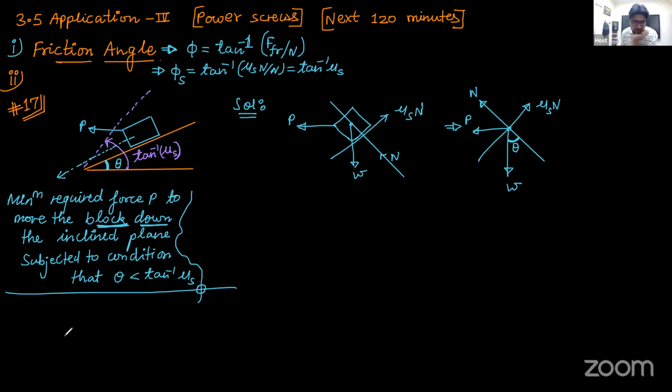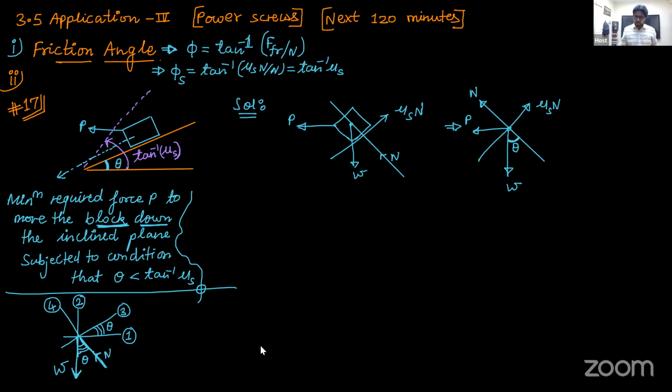W is making the same angle from normal reaction that the plane is making from horizontal. I repeat for the nth time that if line 1 is perpendicular to line 2, and if line 3 is perpendicular to line 4, then the angle between 1 and 3 would be the same as the angle between 2 and 4. Understand carefully. So W will make the same angle from normal reaction as the plane is making from horizontal.